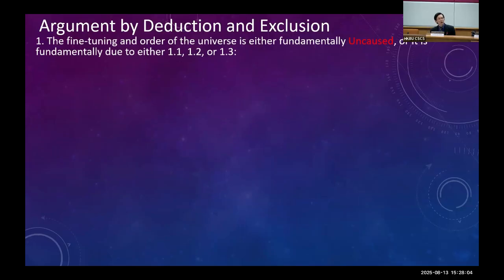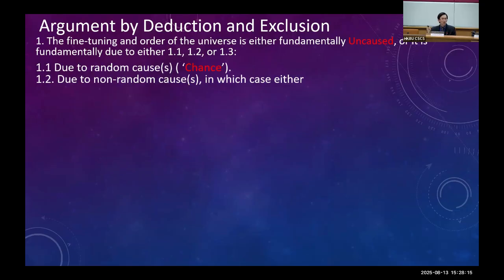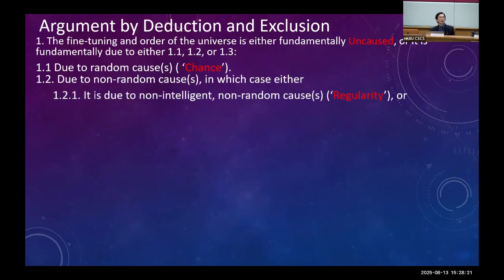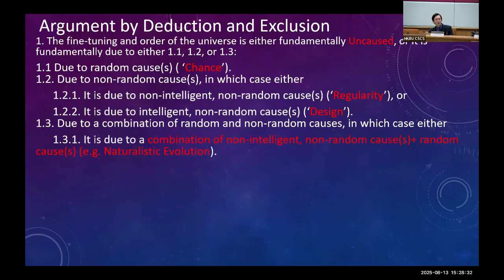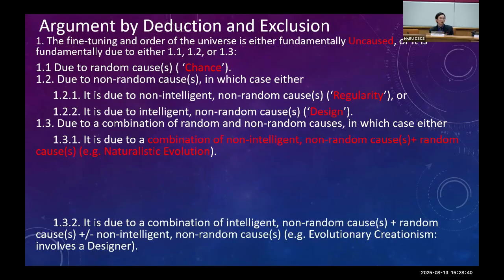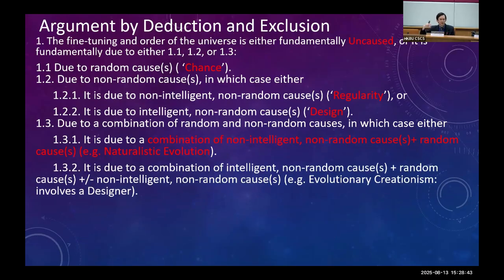Premise one: the fine-tuning and high degree of order of the universe, which I mentioned at the beginning, is either fundamentally uncaused or is fundamentally caused, right? If it's caused, then either it's caused due to random causes, I call this chance, or it's due to non-random causes, in which case either it's due to non-intelligent, non-random cause, a kind of regularity, or it's due to intelligent, non-random causes. Intelligent means design. Or it's due to a combination of random and non-random causes. So you can combine, mix and match, right? Maybe a combination of regularity and random, for example, or intelligence using a combination, right?